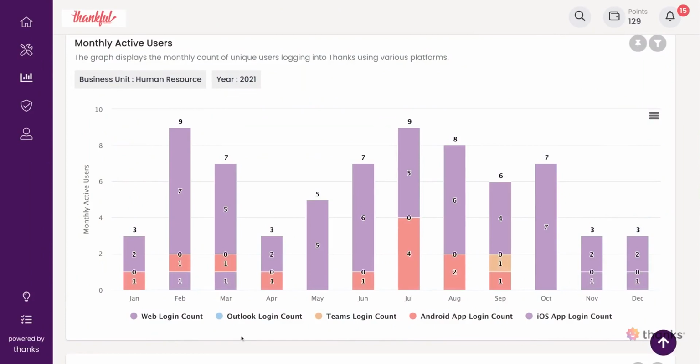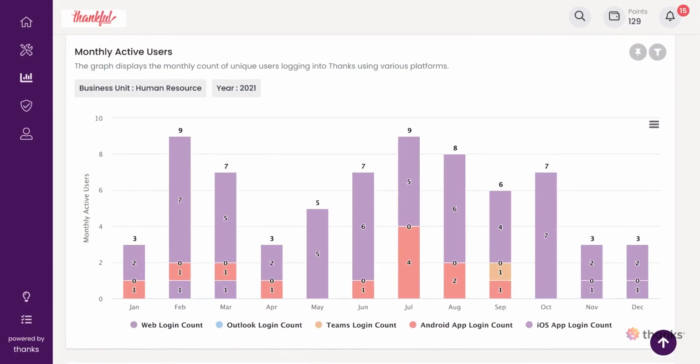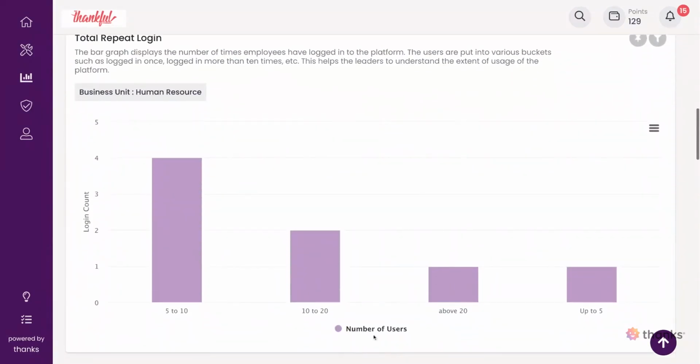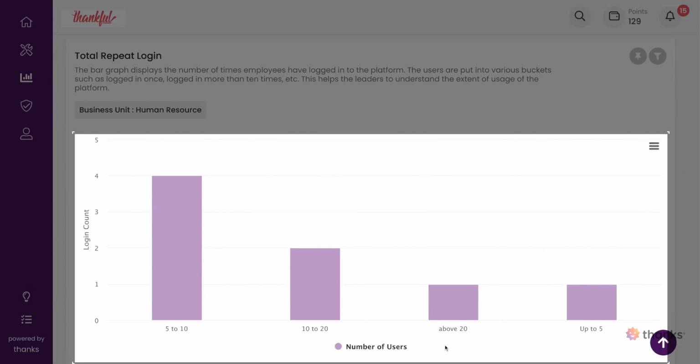The second graph gives you the count of employees who have logged in using the various platforms. It could be a login through the web, mobile application, or any integrated platform. The next graph gives the count of employees who have repeatedly logged into the platform more than once in a month.